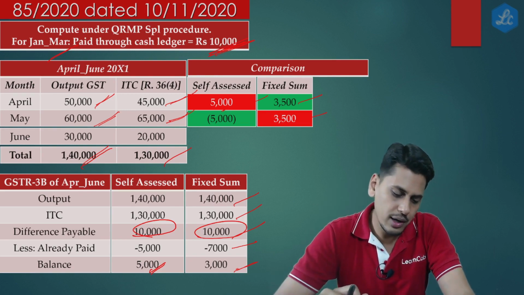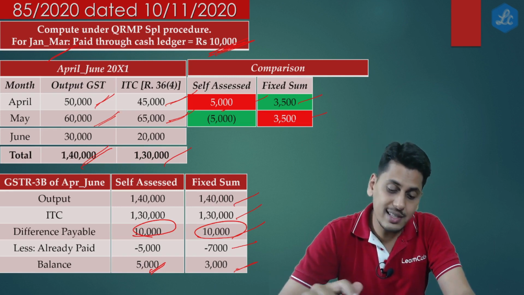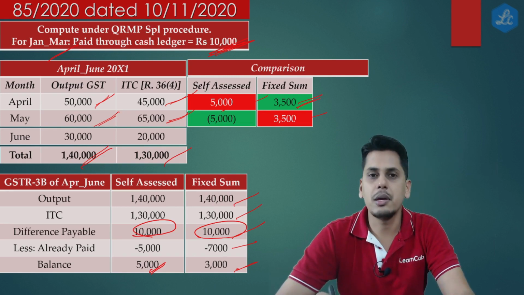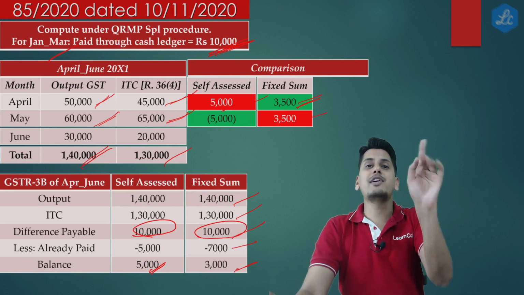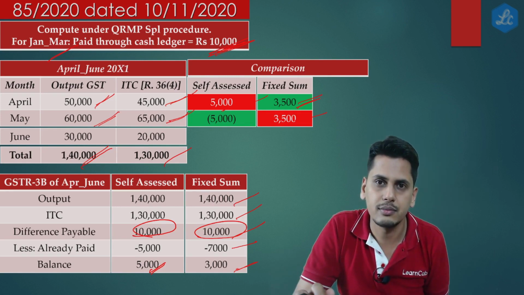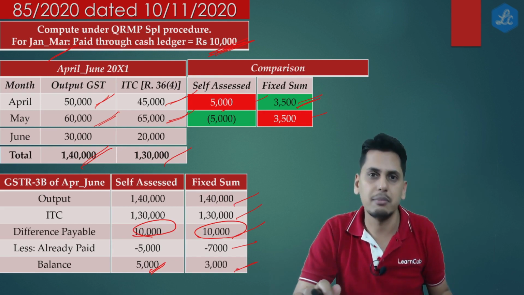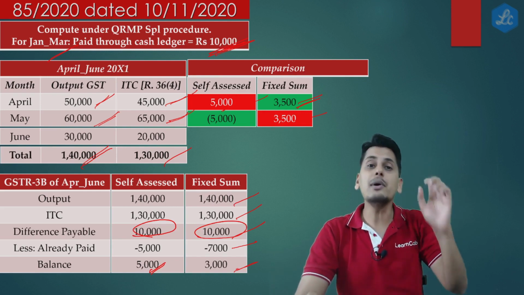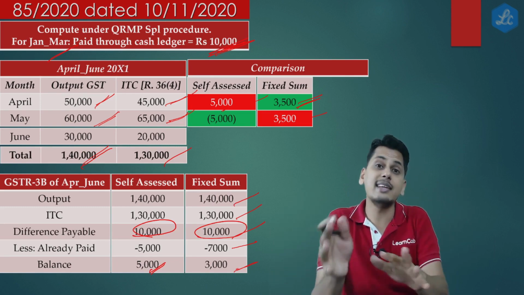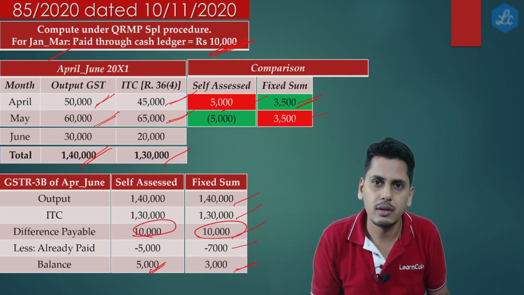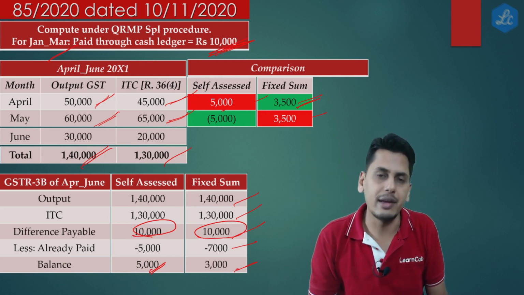Friends, if you look carefully, in the first month, under fixed sum, 3,500 was payable. Under self-assessment, 5 was payable. So for the first month, fixed sum gave me a lower answer, and I chose the fixed sum method. In the second month, under self-assessment, I need not deposit anything because ITC is greater than output. But under fixed sum, I will have to deposit 3,500.